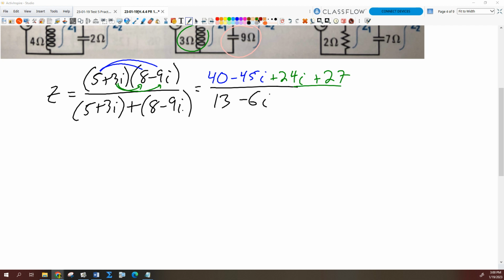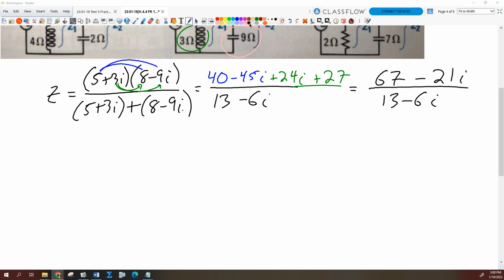Everybody get how we get 27 on that last one? The i squared turns to a negative 1, right? Negative 27i squared is positive 27. So if we combine like terms, we get 67 minus 21i over 13 minus 6i.